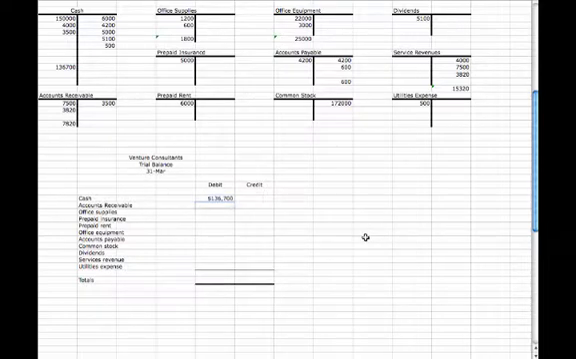Accounts receivable is going to be $78.20. Office supplies is $1,800. Prepaid insurance, $5,000. Prepaid rent, $6,000. Office equipment, $25,000. Now, accounts payable. Notice accounts payable is a credit balance of $600. So I want to put this in the credit column of $600.